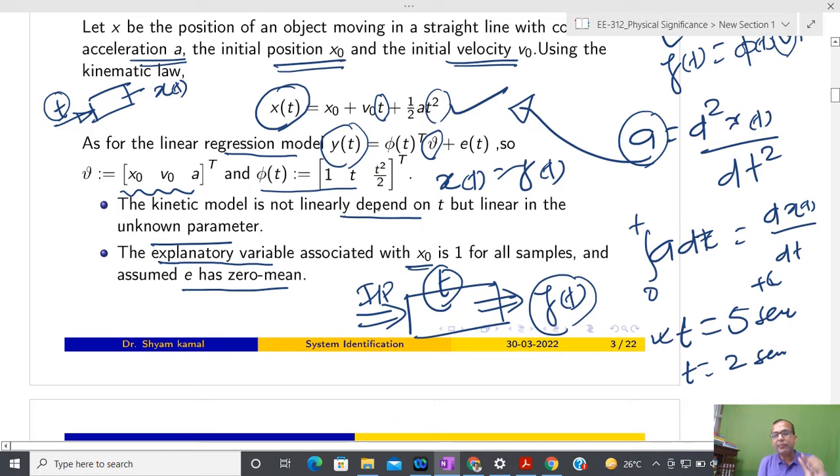I have already told you that each time I am going to record some output. Suppose the time slot I have selected is 2 seconds, each 2 seconds, so I know 1, t, t square by 2 for each and every time. Based on that information and the information of output y(t), I am now going to forecast x0, v0 and a, and once you forecast x0, v0 and a, then you are able to forecast any value of x(t) at all future times. This is the main idea of linear regression.